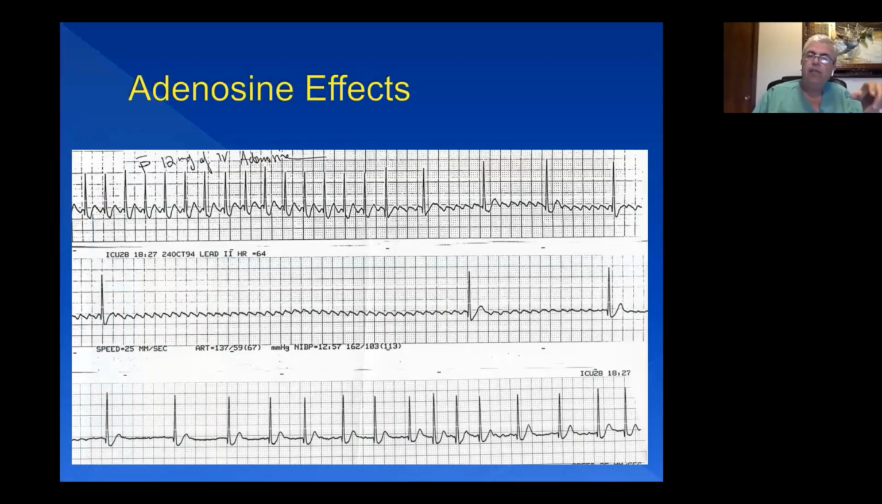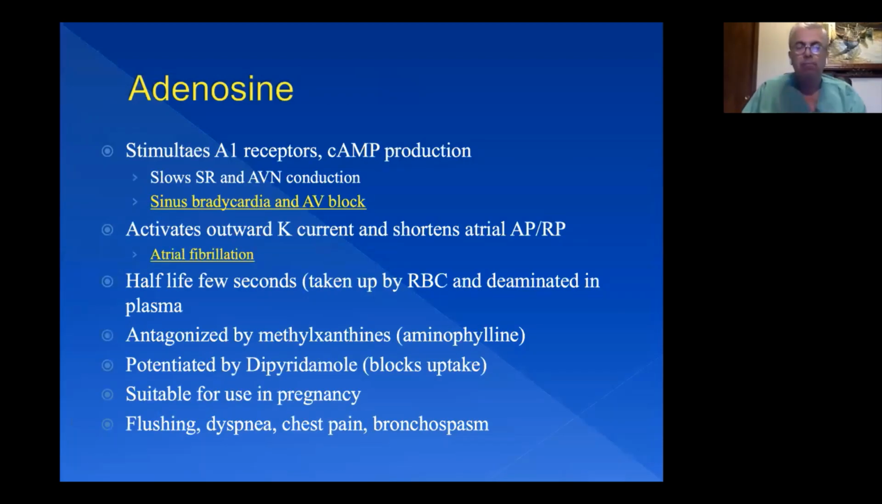You give adenosine, and you go from whatever you are to atrial fibrillation. Why does that happen? Because adenosine affects A1 receptors and causes sinus bradycardia and AV block. That's understandable. But it also activates the outward potassium current and causes shortening of the atrial action potential and refractory period. And that causes atrial fibrillation. Luckily, its half-life is only a few seconds.